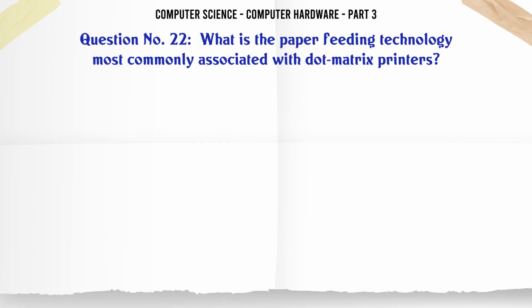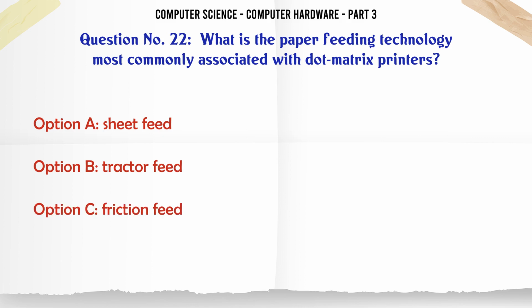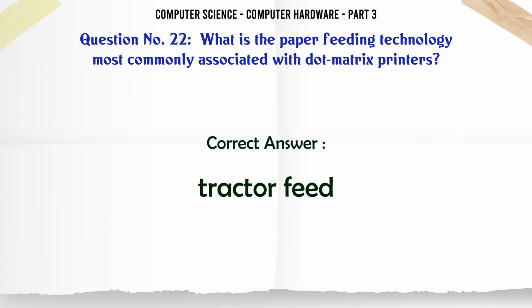What is the paper feeding technology most commonly associated with dot matrix printers? A. Sheet feed. B. Tractor feed. C. Friction feed. D. Manual feed. The correct answer is tractor feed.